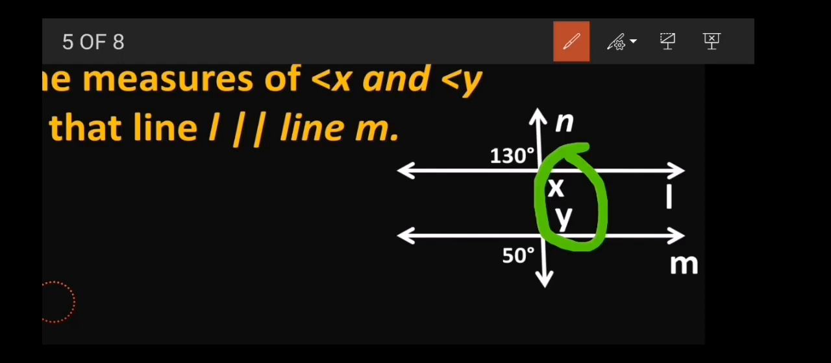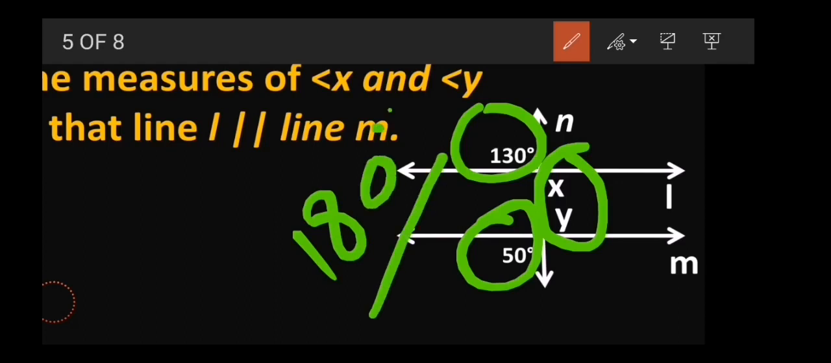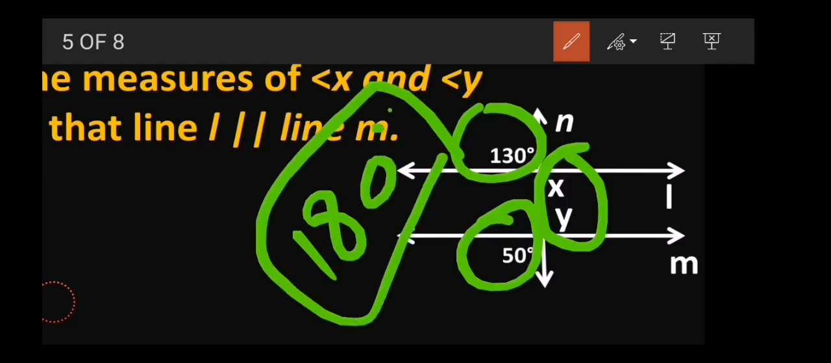How to apply this test? If I add X and Y, the sum should come 180 degree. 180 degree means what? X and Y will be supplementary, and if interior angles are supplementary, then ultimately those two lines become parallel. If we add over here presently 130 and 50, the sum will be 180 degree, and that's what we needed to prove, line L parallel to line M.